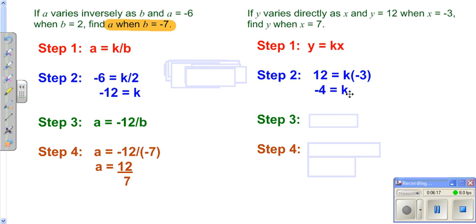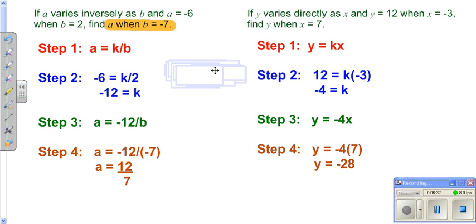Then you want to go ahead and rewrite your red equation with the new value in there. Then you want to go ahead and answer the question of finding y when x is 7. So plug 7 into the green equation. And then you get negative 28.